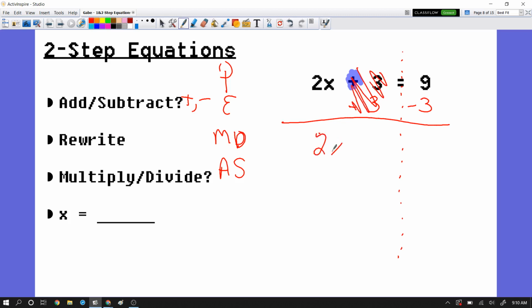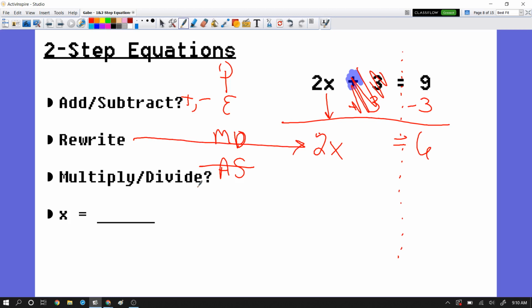Now we're left with 2x. Notice I'm dropping it straight down from where the original problem was. I'm marking out the things that I'm not going to rewrite. That includes the operation that I used. 9 minus 3 is 6. This drops us straight into a one-step equation. Everything we just did. So we rewrote it.